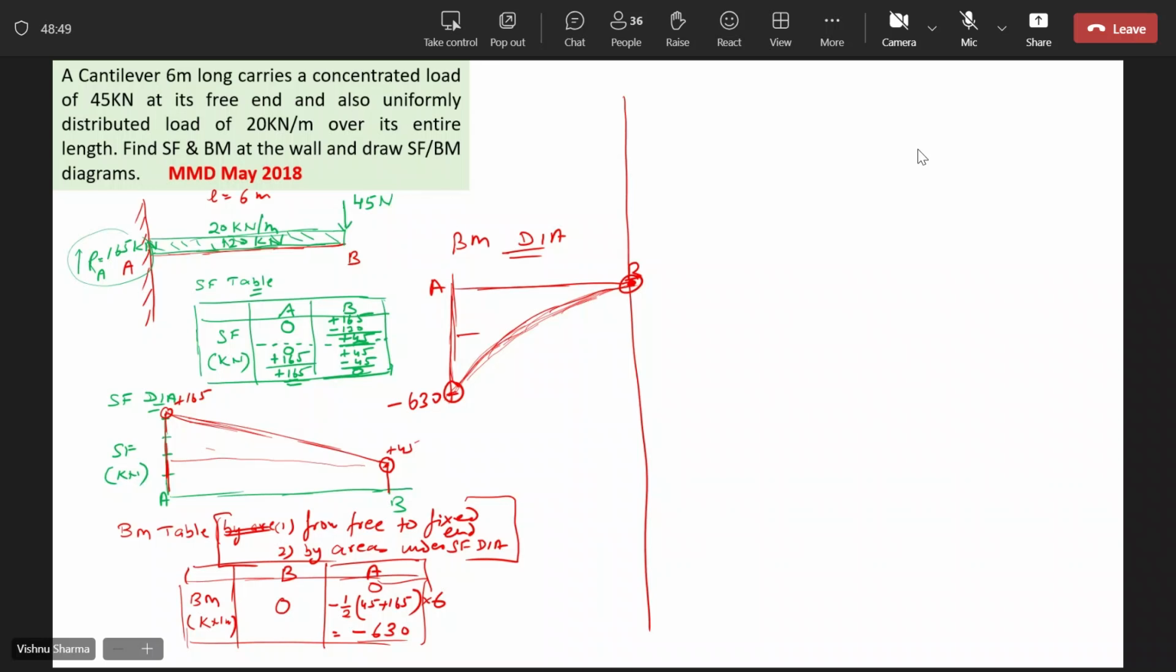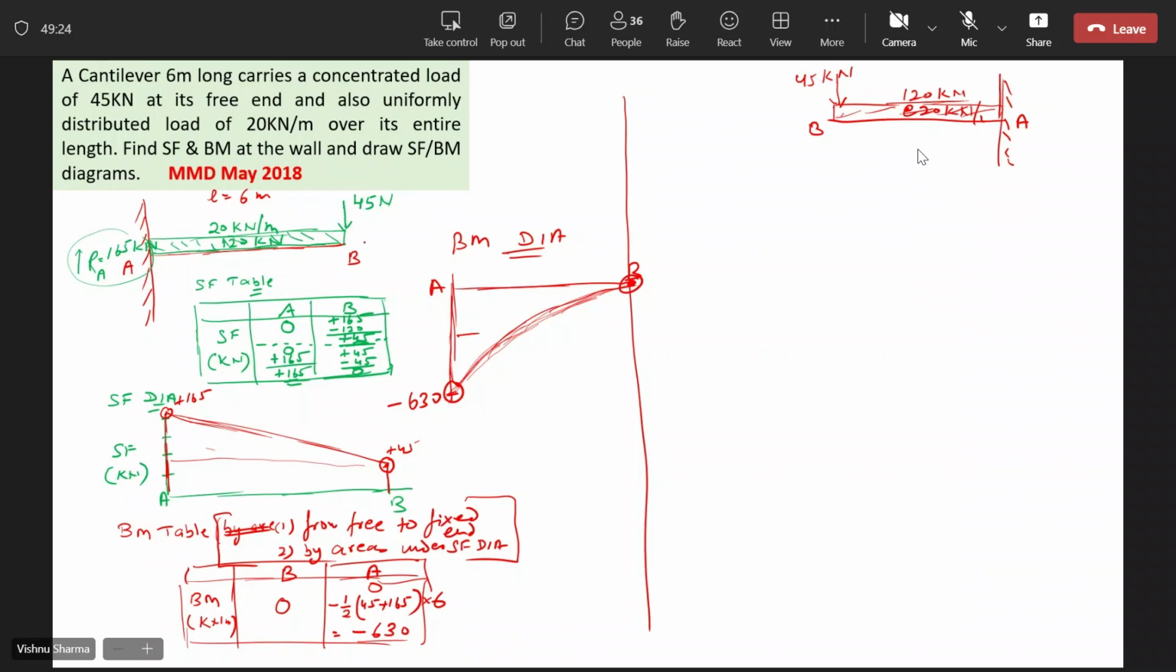Now, just for the sake of clarity, I don't have to do the other one, but let me do the other one also. Suppose somebody draws the support on the right hand. That means he'll draw the cantilever like this. Now I'll name it the same way. Fixed end I'm naming B and free end A. Now you have a UDL here of 120 kilonewton at the rate of 20 kilonewton per meter, and at the free end you have 45 kilonewton.